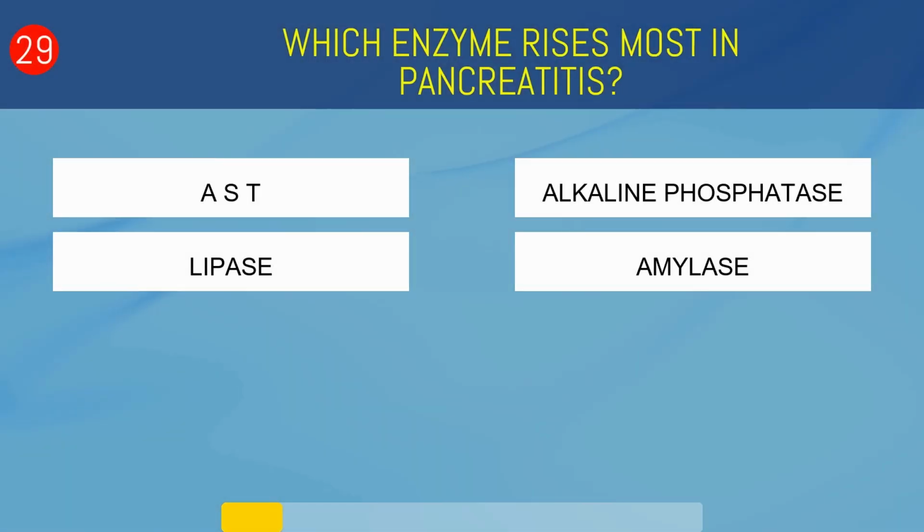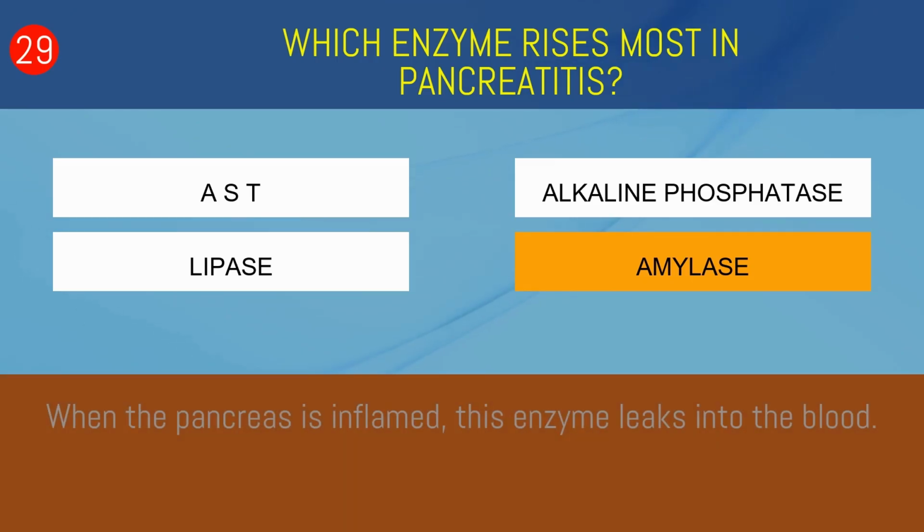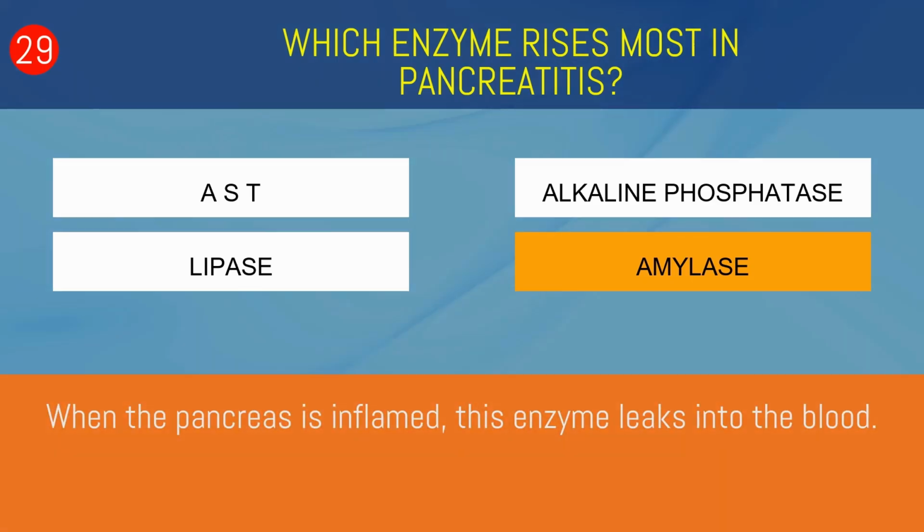Which enzyme rises most in pancreatitis? AST, lipase, alkaline phosphatase, or amylase? Amylase. When the pancreas is inflamed, this enzyme leaks into the blood.